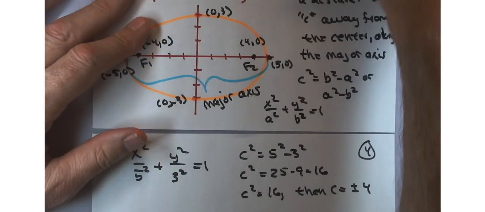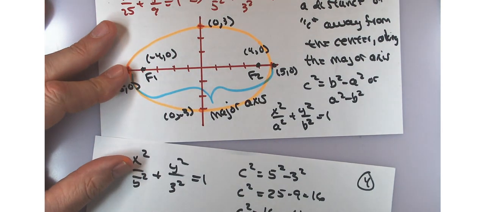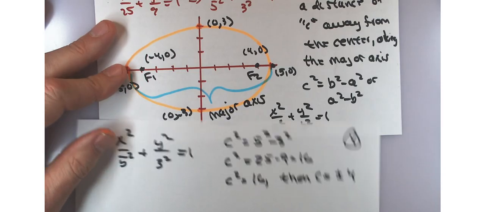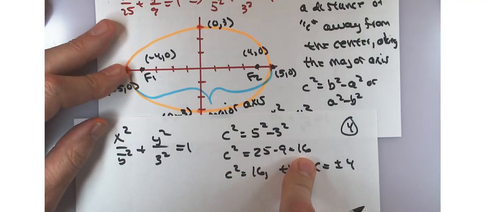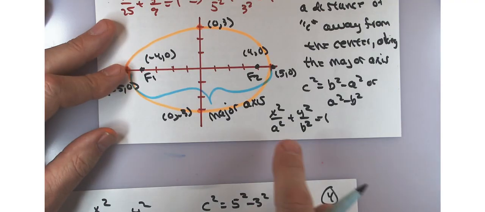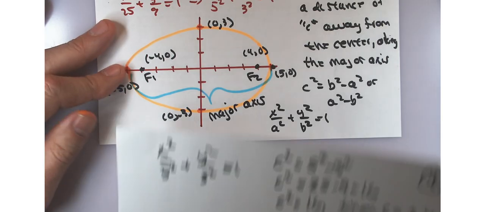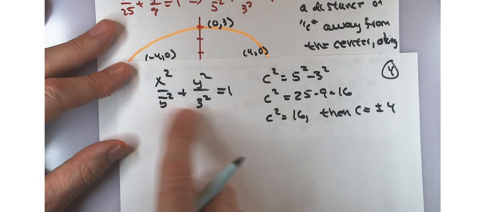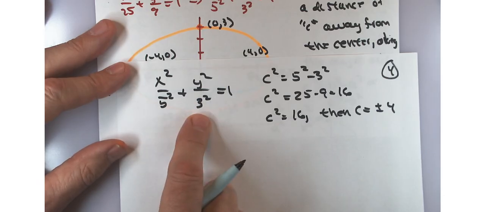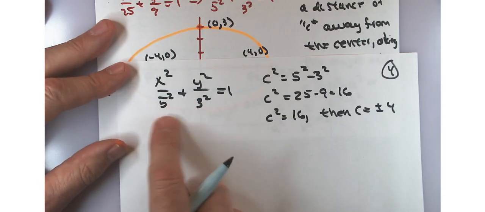Where did you get the 16 from? The 16 was 5 squared minus 9, or 25 minus 9. So it's always the difference of the denominators, in whichever way makes that difference positive. If I did it the other way around, I would have had a negative number.